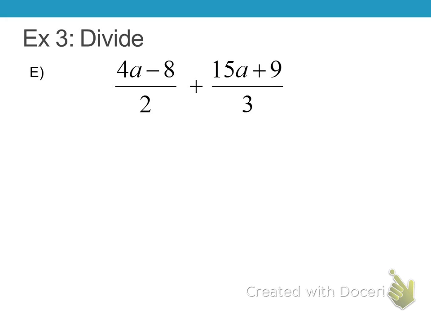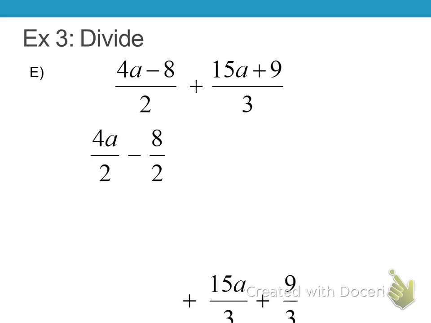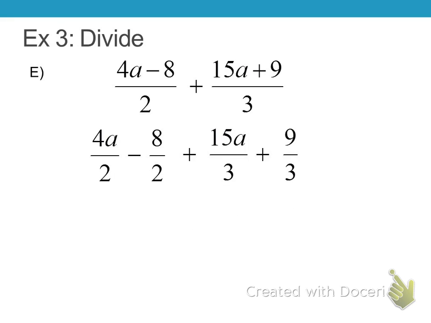Yes. So, what we just do? 4a minus 8 divided by 2, and then 15a plus 9 divided by 3. Yep, divide each one individually and then see if you have some like terms. So we will do 4a divided by 2 minus 8 divided by 2 plus 15a divided by 3 plus 9 divided by 3.